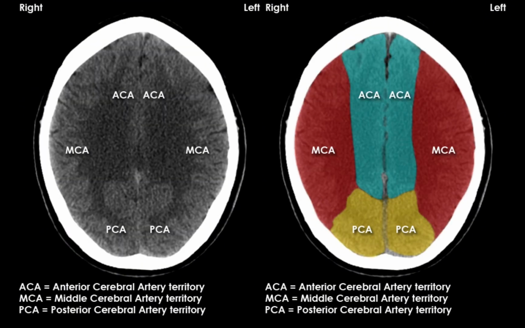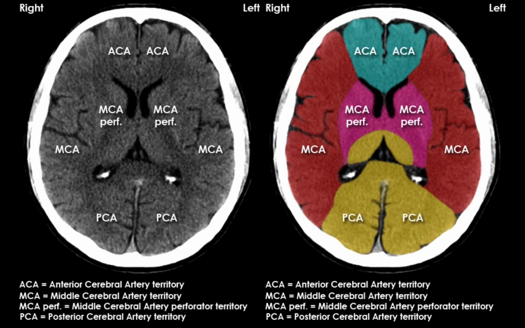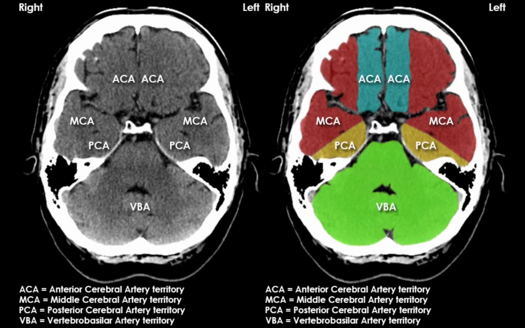The anterior cerebral arteries supply a narrow band of cerebral hemispheres adjacent to the midline. The middle cerebral arteries supply the largest area of the brain. Multiple tiny perforating branches of the middle cerebral arteries supply the region of the basal ganglia and insula. As already mentioned, the vertebrobasilar arteries, shown by the green color, supply the cerebellum and brainstem.